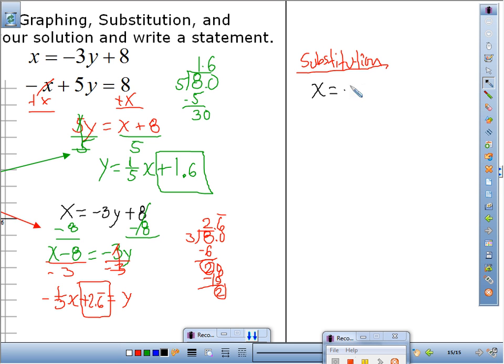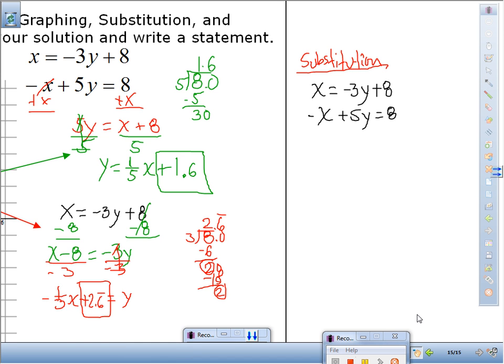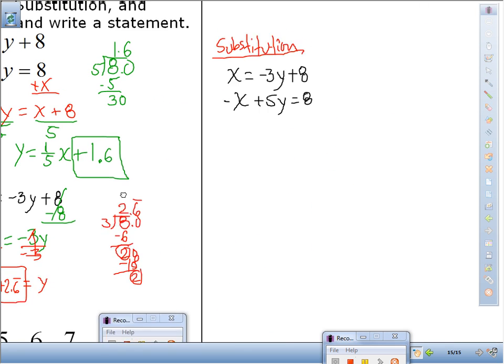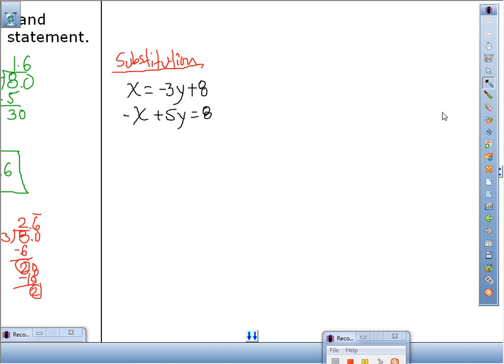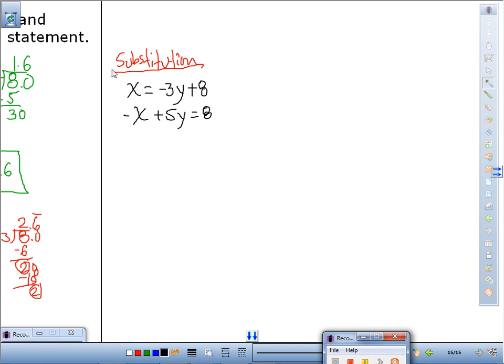So this is x equals negative 3y plus 8, and negative x plus 5y equals 8. So once again, we already solved by graphing. Now we're going to solve by substitution. So let's see. Let's go over our steps for substitution. Step 1, we need to solve one of the equations for one variable. Look at them. Is there one of them already solved for one variable? So one of them's already solved for one variable, which is this one.